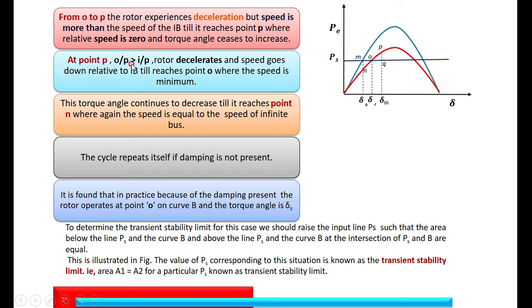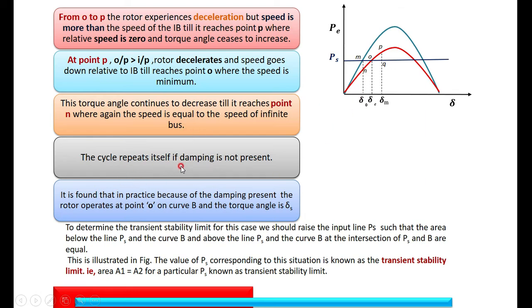Then at point P, the output is greater than input, that is, the electrical output is more than the mechanical input. Therefore, there is a deceleration, and the speed goes down relative to the infinite bus. Afterwards, the speed goes on decreasing, so that at point O you get a speed less than the synchronous speed, where the speed is minimum. The torque angle continues to decrease till it reaches point N. Once again, because of inertia, it moves towards N, where again the speed is equal to the infinite bus, that is synchronous speed.